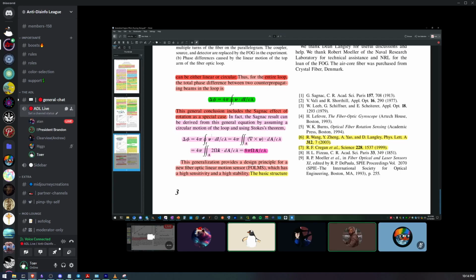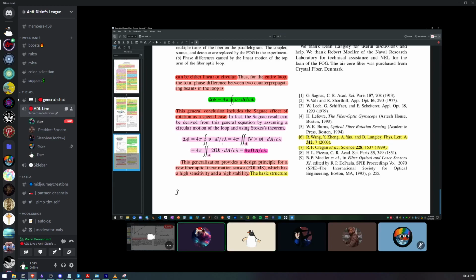So this general conclusion includes the Sagnac effect of rotation as a special case. In fact, the Sagnac result can be derived from this general equation, which definitely isn't a relativistic equation, by assuming the circular motion of a loop using Stokes' theorem. I'm not sure what Stokes' theorem is here, but this is the wavelength change based on the rotational speed of something, is what he's saying here.